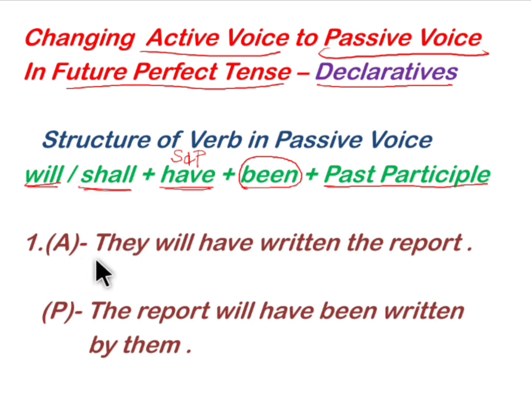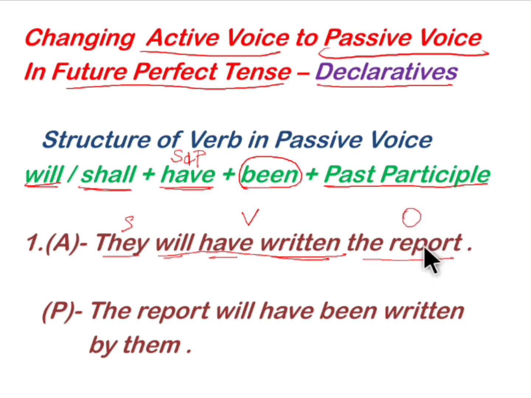The first sentence, they will have written the report. They is the subject. Will have written is the verb. This will denotes the future form. Have denotes the perfect tense and written is the past participle of write. The report, what did they write? Report. So this is the object.